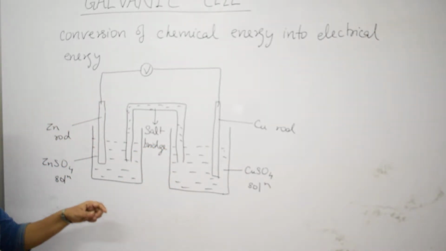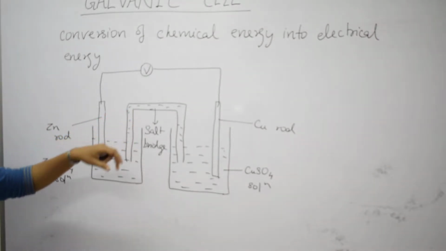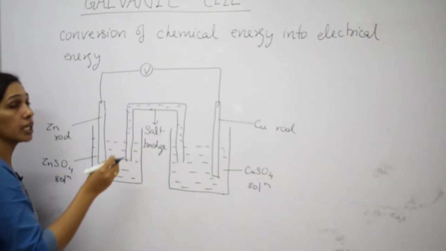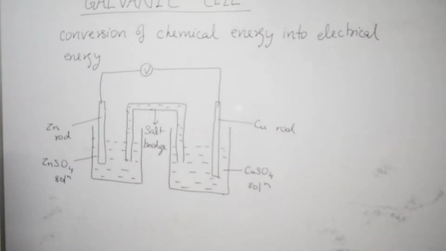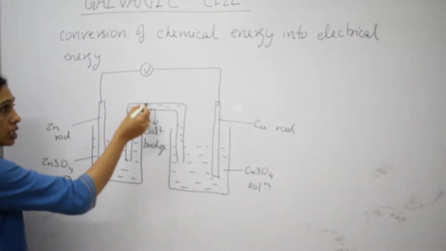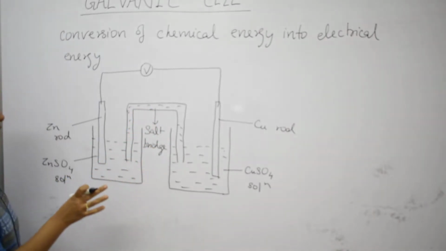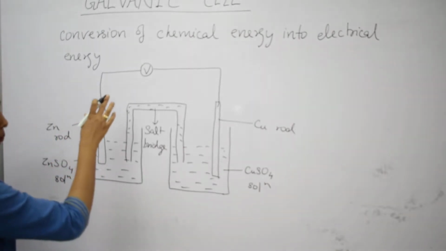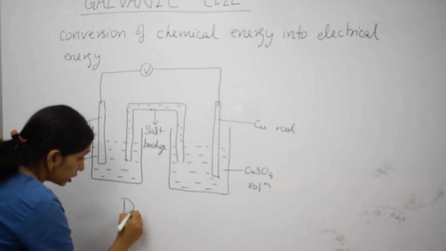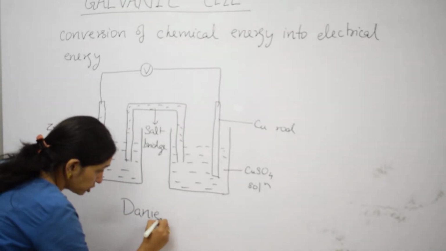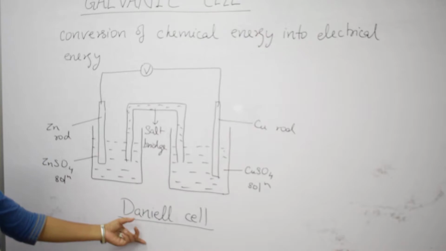In salt bridge, inert electrolytes like for example potassium chloride, potassium nitrate are present in agar-agar paste. So, salt bridge is an inert electrolytic solution. This is an example of galvanic cell. If we take the zinc and copper rod dipped into their salt solutions, this cell is called Daniell cell, which is an example of galvanic cell.